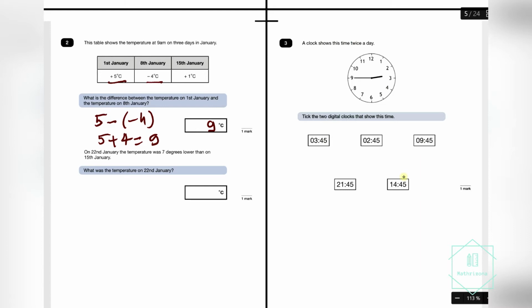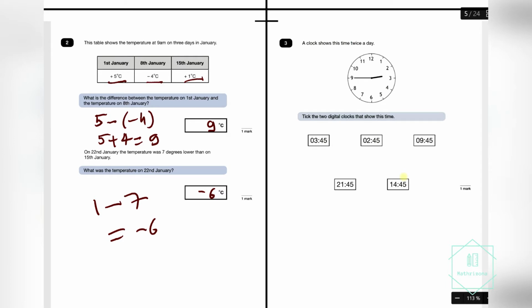On 22nd of January, the temperature was 7 degrees lower than 15th of January. On 15th of January, the temperature was 1 degree centigrade, and it's saying 7 degrees lower. So 1 minus 7, which is nothing but minus 6. So the temperature was minus 6 degrees centigrade.